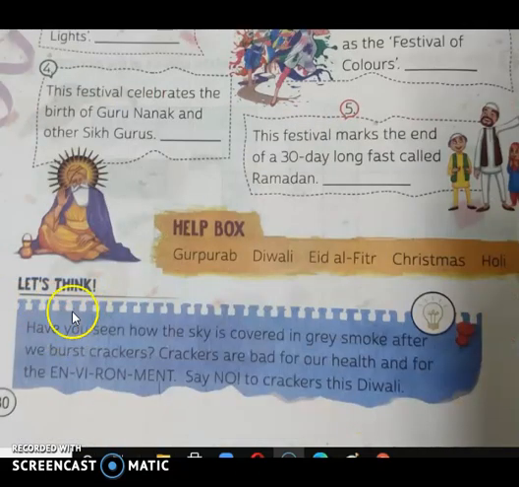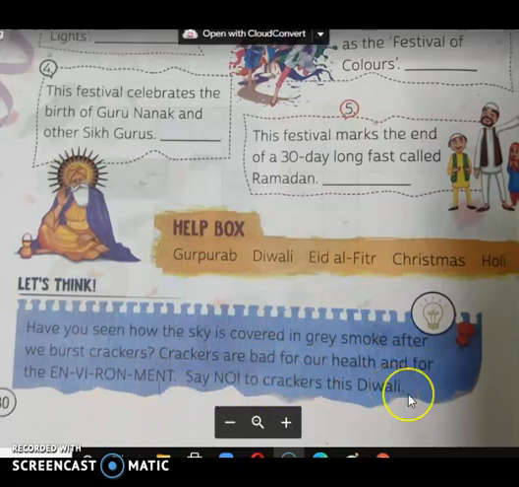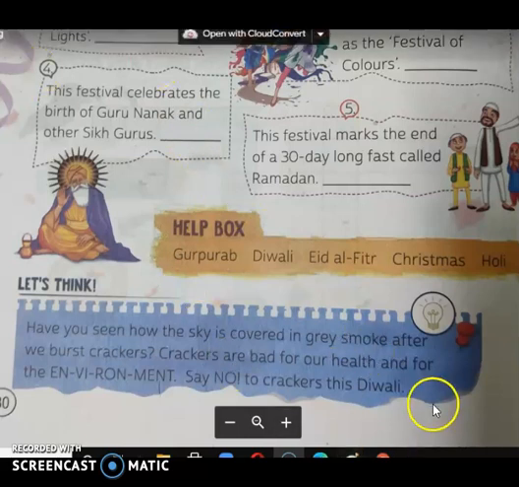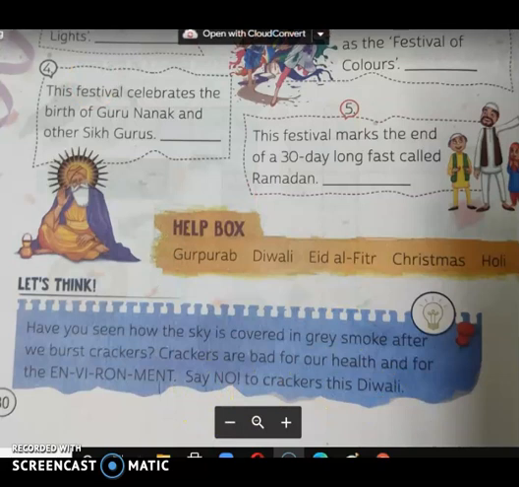Okay. Let's think. Have you seen how the sky is covered in grey smoke after we burst crackers? Crackers are bad for our health and for the environment. Say no to crackers this Diwali. When you burst crackers, it creates noise pollution, air pollution, water pollution, land pollution, and it's harmful for the elders, sick, pets. So try to say no to crackers this Diwali.